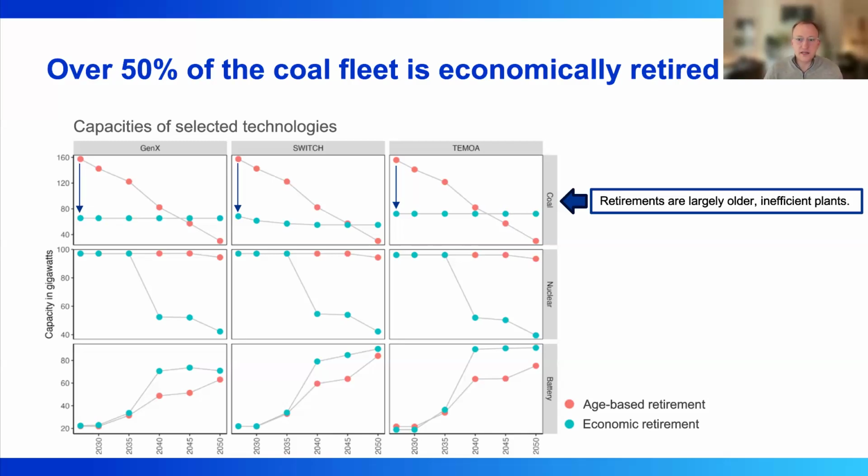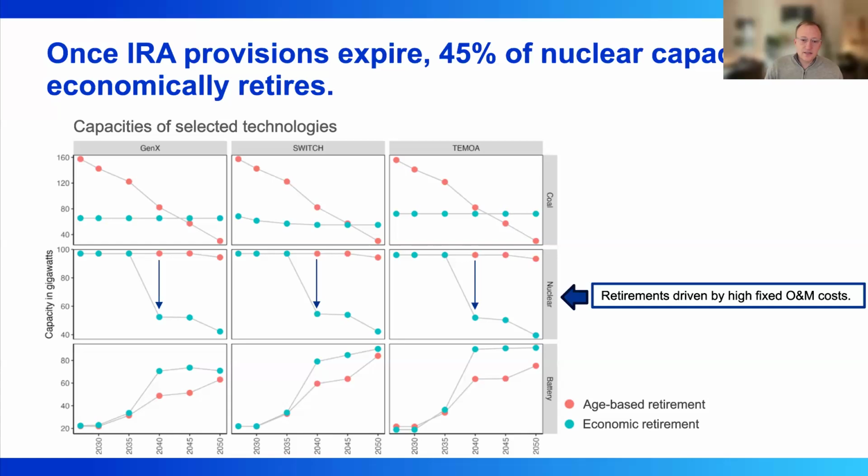Next slide. And so the first thing we see is that when we activate economic retirement, over 50% of the coal fleet's economically retired in the very first planning period of 2027. This largely retires the older, more inefficient coal plants. Next slide. Second, we see that once the IRA provisions expire, about half the nuclear fleet economically retires. And that's largely driven by high fixed operations and maintenance costs.